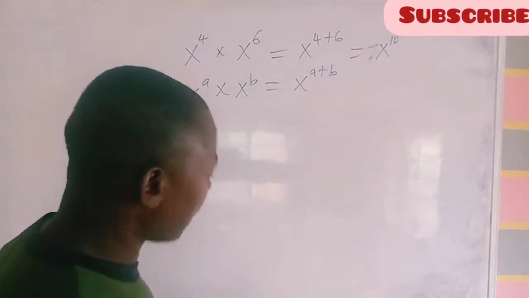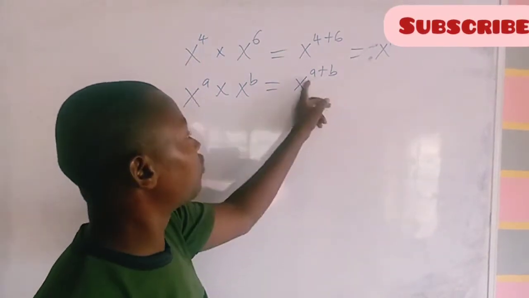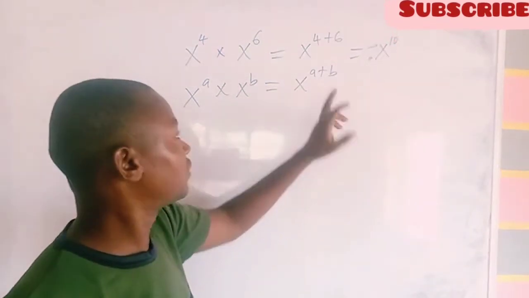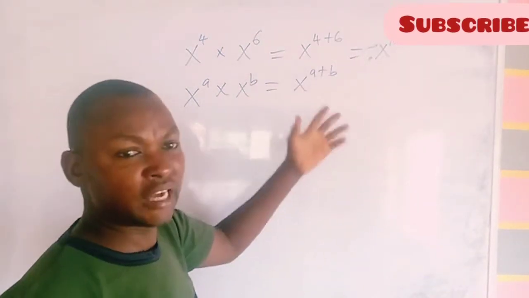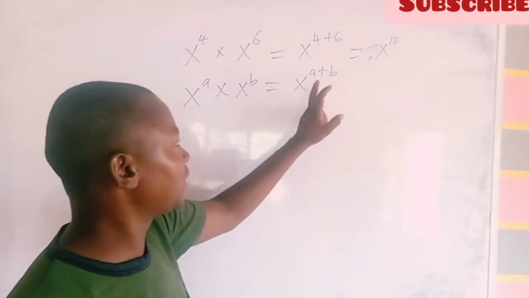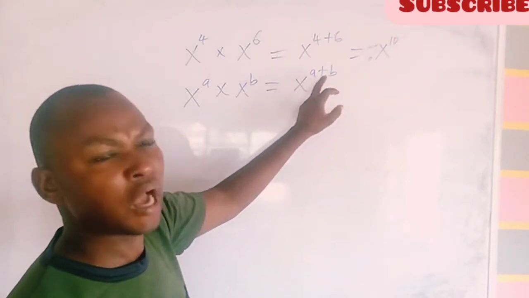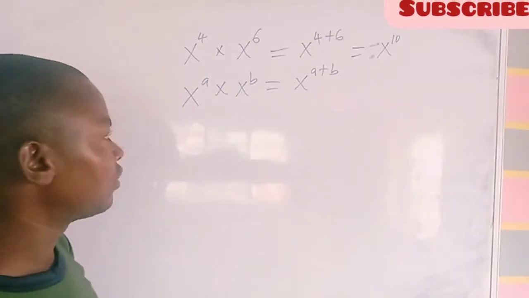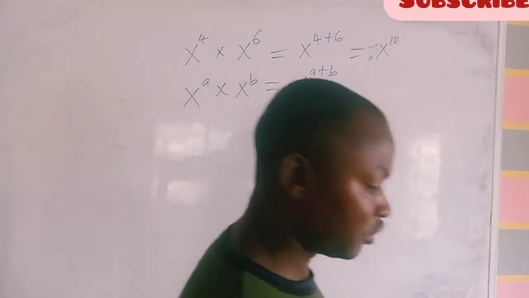We can join both of them together because they are the same base. The a and the b are different, so we can't join them together. By introducing this addition, we have performed the law of indices.